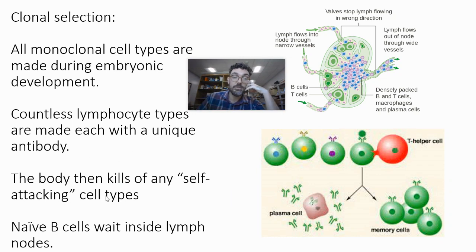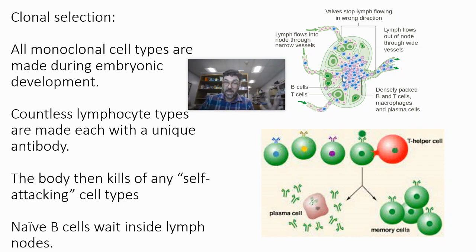But what's supposed to happen is all of those self-killing cells should be gone, leaving you with only B cells that are ready to attack pathogens. And all of those B cells hang out in your lymph nodes. So we have all these different varieties of B cells just waiting, just in case that matching pathogen shows up, and they wait inside your lymph nodes.